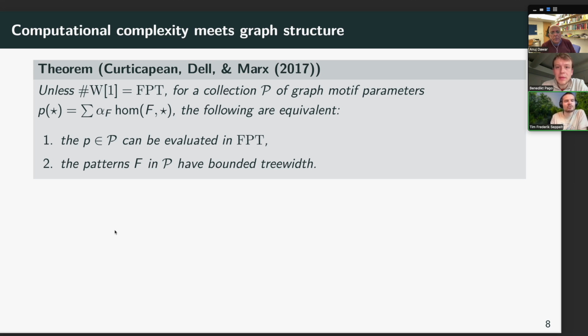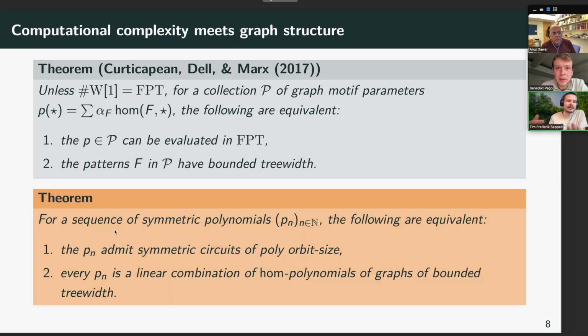And remember, we wanted to prove some complexity criterion for matrix symmetric polynomials. We saw that all of them are linear combinations of homomorphism polynomials. So is there maybe a similar statement in the algebraic world as well? And this is precisely what we proved. So this is our main theorem.